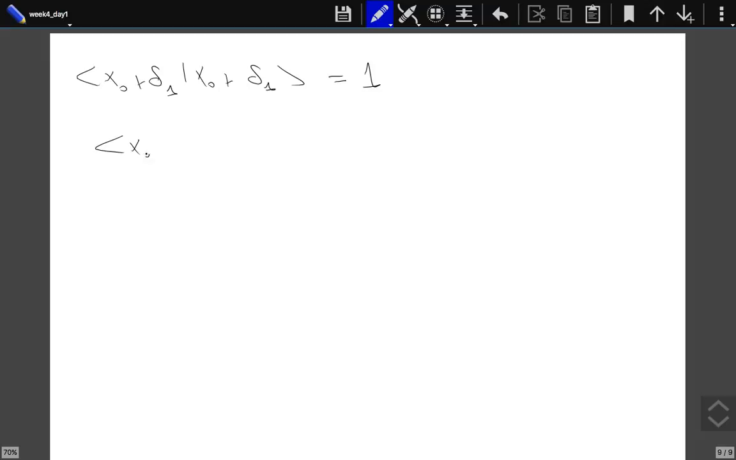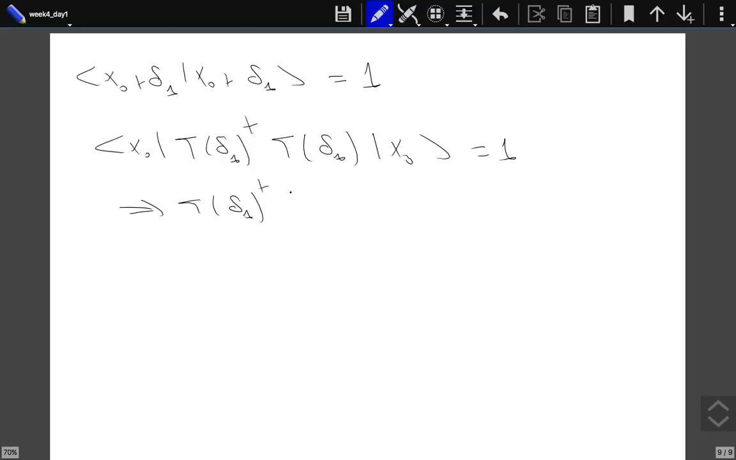But this tells me that ⟨x0| T(delta 1)† T(delta 1) |x0⟩ should be equal to 1, again, whatever x0 is. But for this to be true, T(delta 1)† T(delta 1) should be the unit operator, which basically tells me that T of delta 1 is a unitary operator.